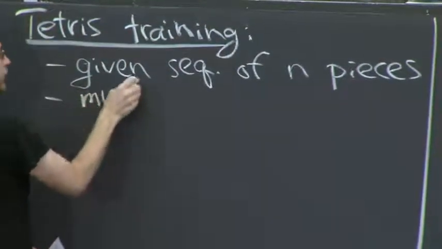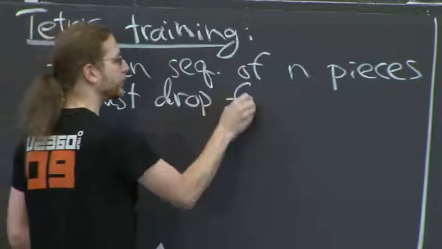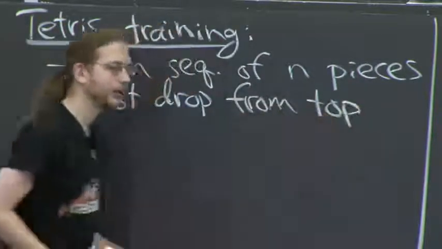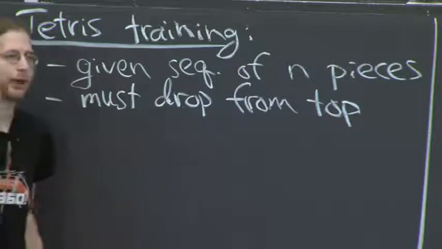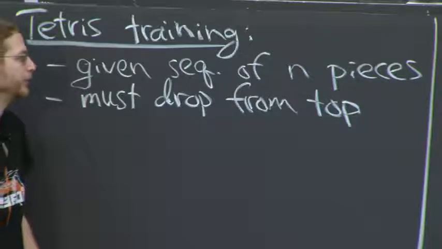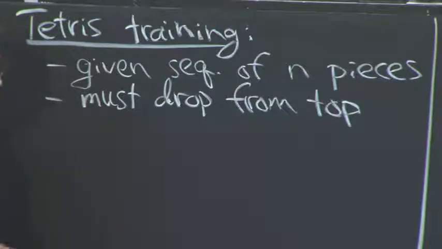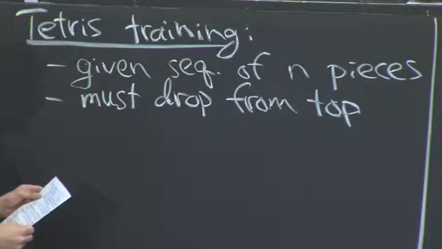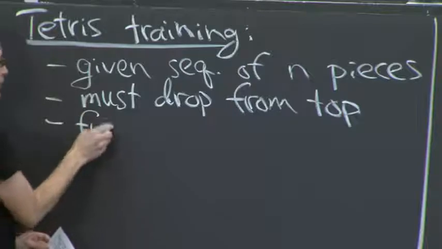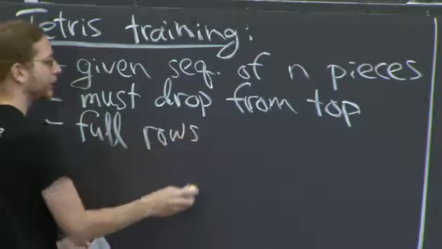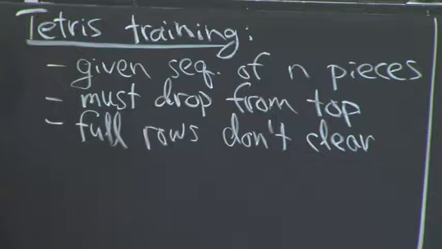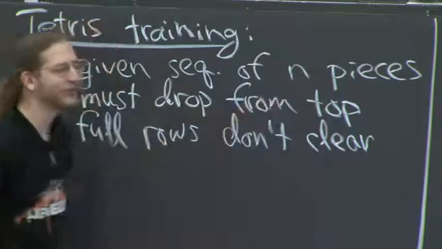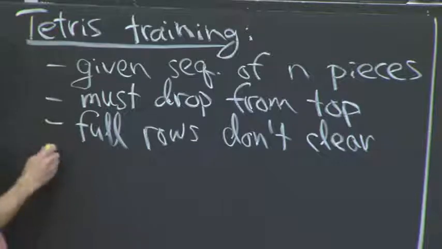For each of them, we must drop the piece from the top. If you're a fancy Tetris player, you can let a piece fall and then rotate it at the very end to do some clever thing. I disallow that. You always have to push the drop button. So the piece starts here, it goes instantly to the ground. This will be necessary. I don't know how to solve the problem without this constraint. And then the other weird thing, full rows normally clear, but now they don't clear. This is like hardcore Tetris. You're guaranteed to die eventually. The question is, can you survive these n pieces?